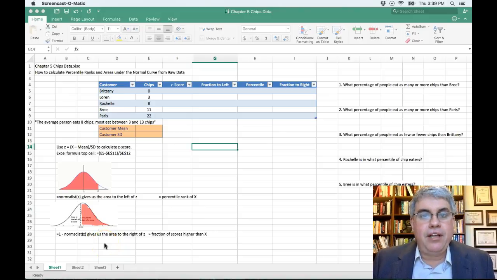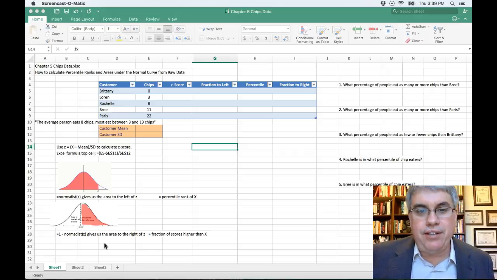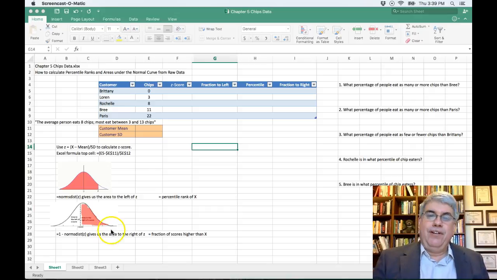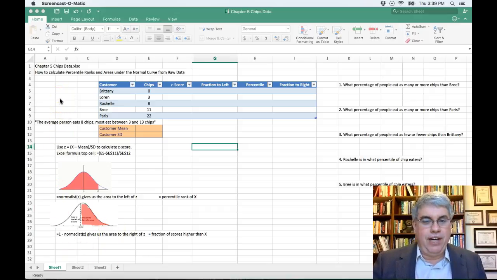Let's look at how to calculate percentile ranks and areas underneath the normal curve. To do this, we are going to go back to our five friends, the five girls who are named after places in France, who sit around eating different foods and talking about what they're eating. Here we have Brittany, Lorraine, Rochelle, Brie, and Paris.